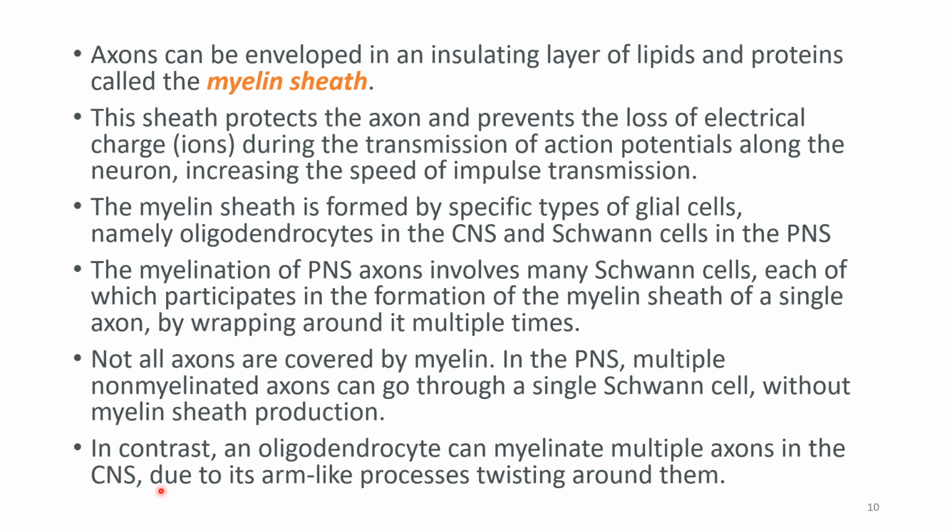Here in the CNS, oligodendrocyte will form myelin sheath. But the difference is, one oligodendrocyte will form myelin sheath for many axons in the central nervous system. So these nerves are called myelinated nerve fibers. But we don't have myelin sheath for some axons. They are called unmyelinated nerve fibers.